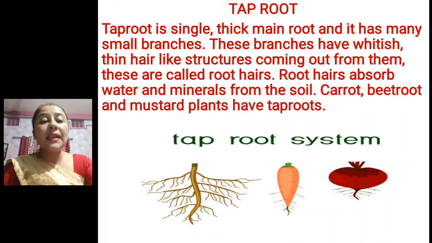So children, taproots are thick. You can see that one main thick root is there, and from that thick root several small branches are there, and root hairs are coming from these branches. Root hairs absorb water and minerals from the soil, and this type of root system you will find in a few plants like carrot, beet and mustard plants.